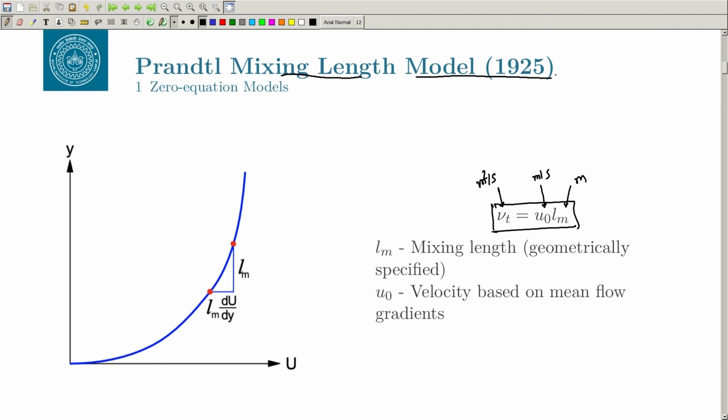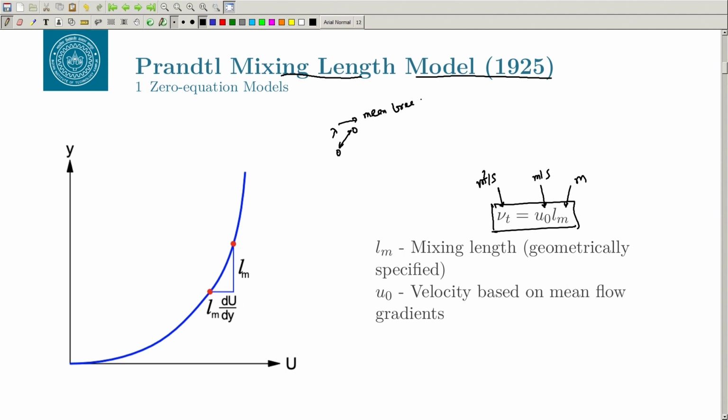What Prandtl did was borrow the idea from the kinetic theory of gases. As you know, in the kinetic theory of gases, you have these molecules and you define a mean free path called lambda. The mean free path is the distance which a molecule travels before it hits another particle. So, that is the mean free path.